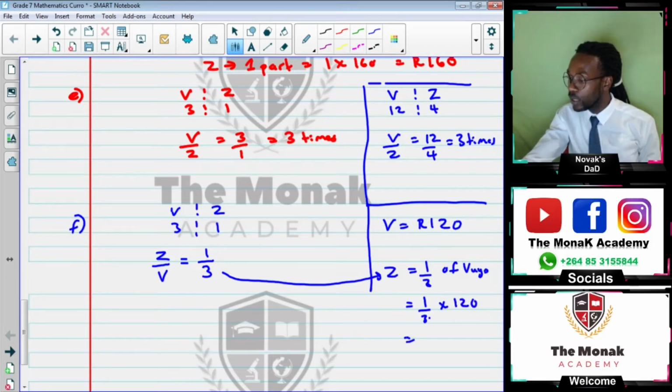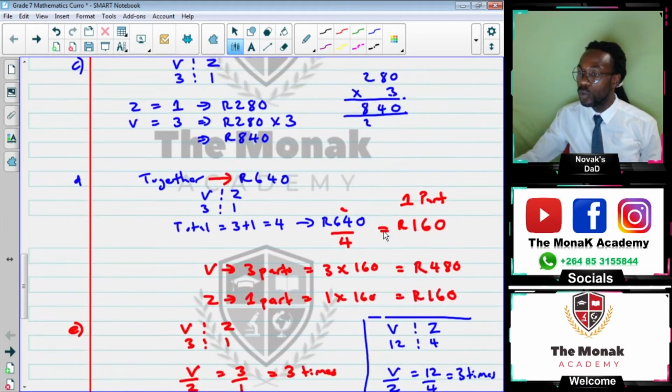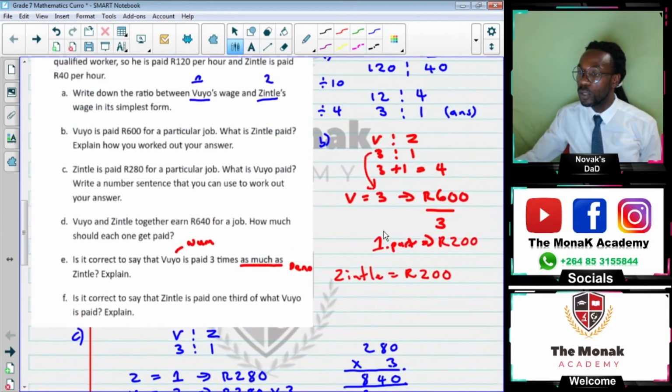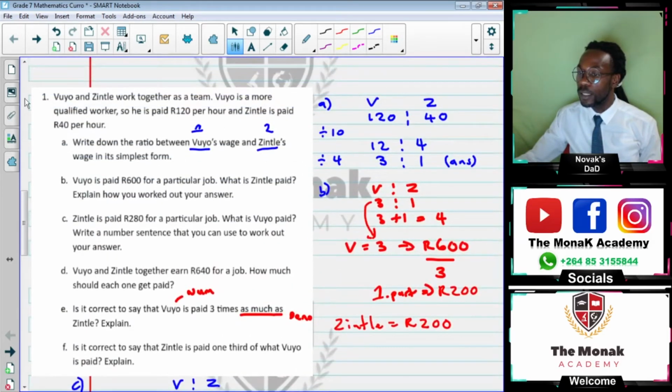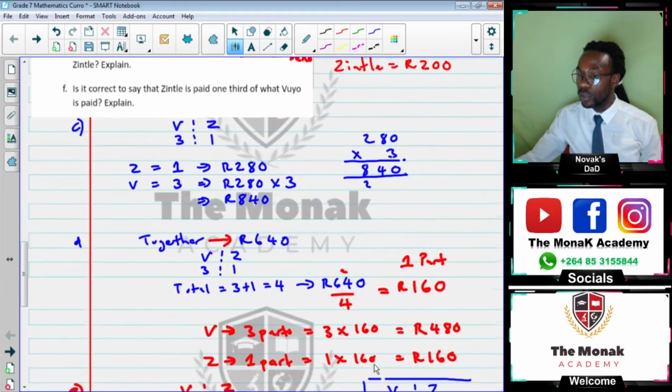1/3 times 120, 3 ones, 40. So Vuyo will be getting 40 rand. Is it true? When Vuyo gets 120, Zinhle gets 40. That's absolutely true based on what we were given initially, 120 and 40. So that is correct to say Zinhle is paid 1/3 of what Vuyo is paid.